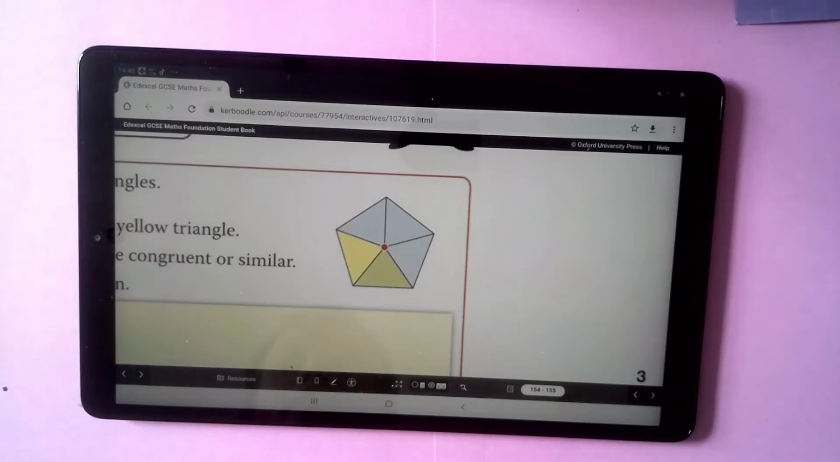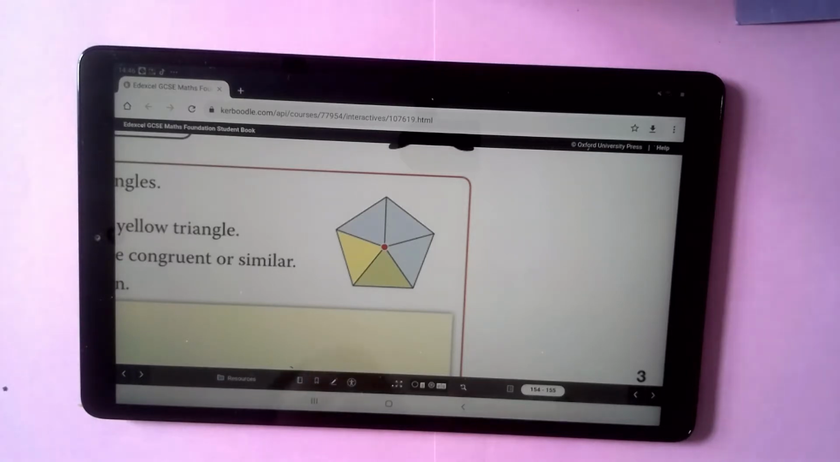So this is the video for 7.3 applications. I'm going to run through the two examples for this section. The first one is talking about a pentagon, which is regular, that's important, and then some triangles that are made from it. They say they're isosceles triangles.